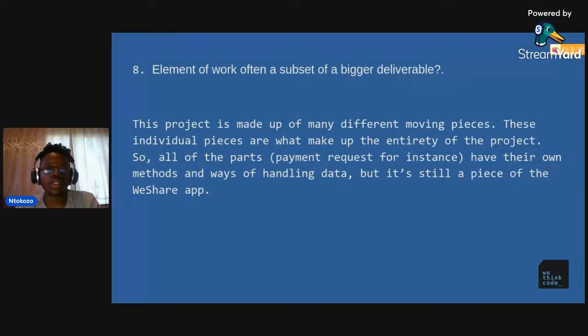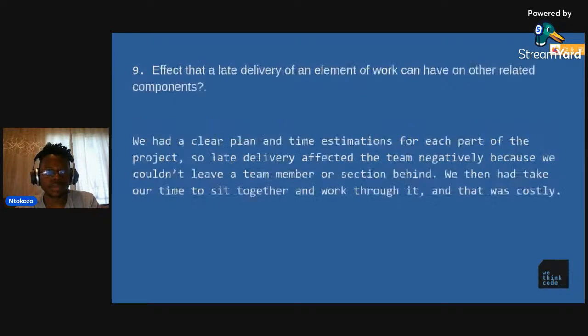An element of work often is a subset of a bigger deliverable. This project is made up of many different moving pieces. These individual pieces are what make up the entirety of the project. So, all of the parts, payment requests for instance, have their own methods and way of handling data, but it's still a piece of the WeShare app.